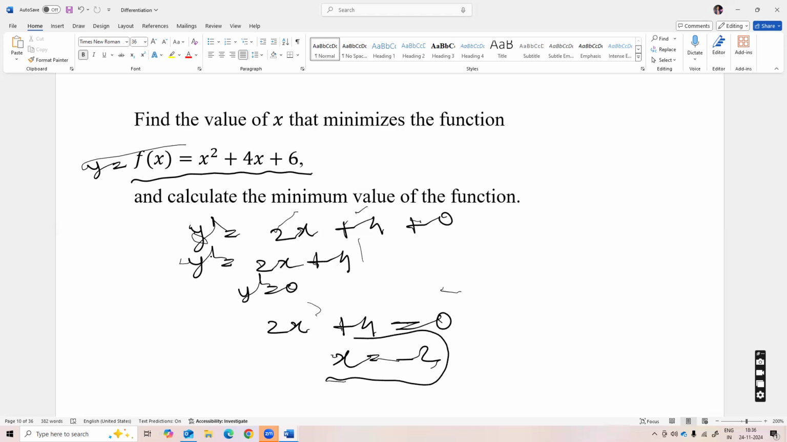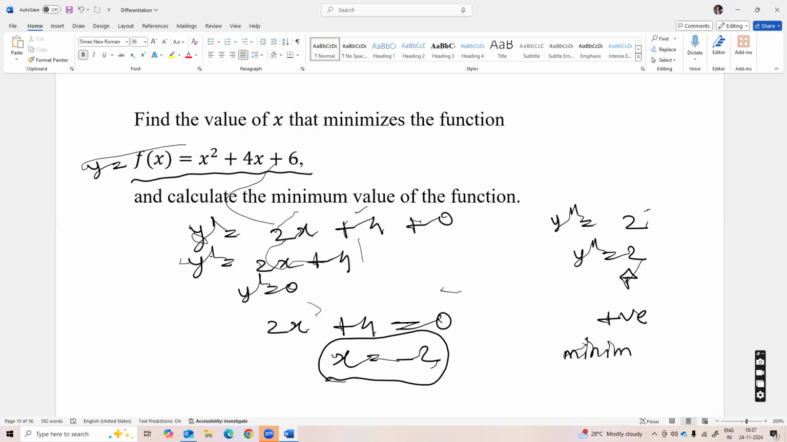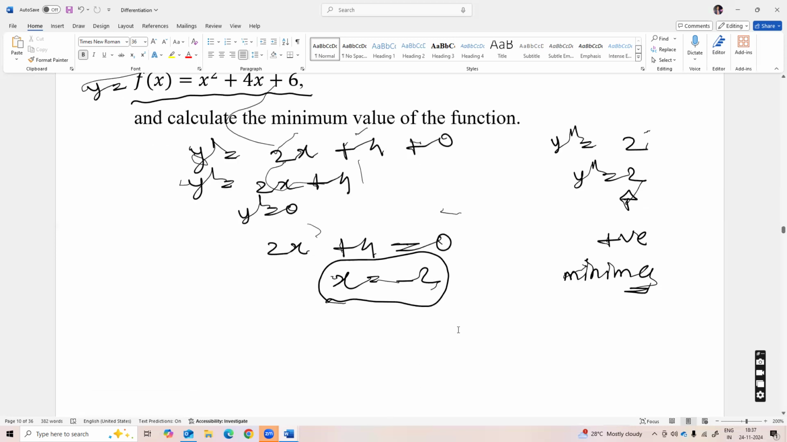So this is the point where either maxima or minima exists. Now, to find whether it is maxima or minima, we will take its double derivative. The first derivative is 2x plus 4, and if we differentiate it again, it becomes 2. So y double dash is equal to 2. Since y double dash is positive, the given point is minima. So the minima will be at x equal to -2.